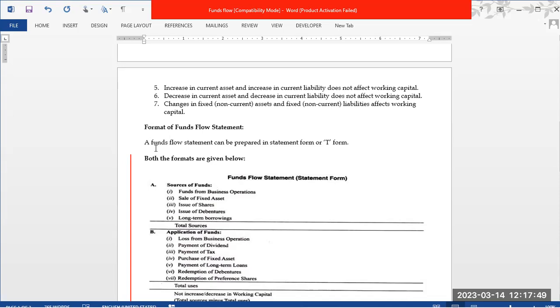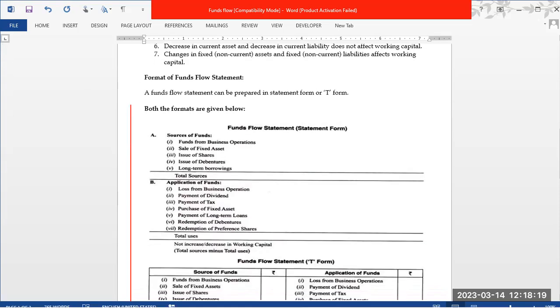So fund flow statement can be prepared in statement form or T form. A T form means you divide the statement on debit and credit side. Both of the formats are given below. So we are going to start with fund flow statement in statement form.